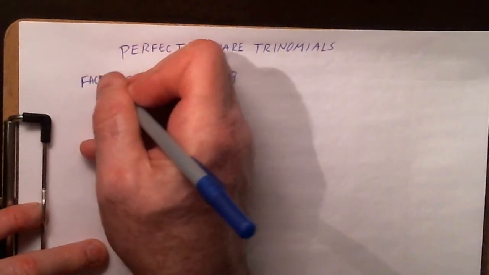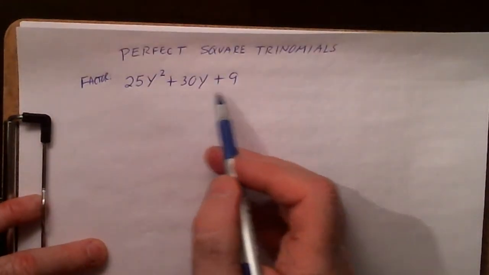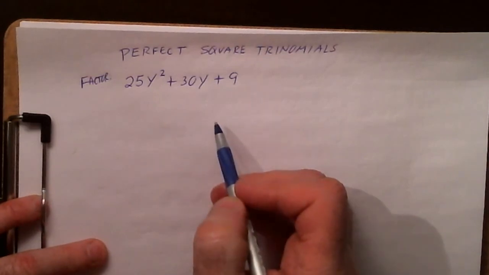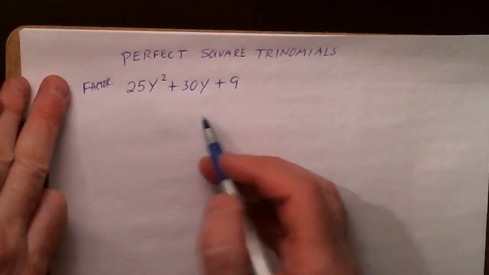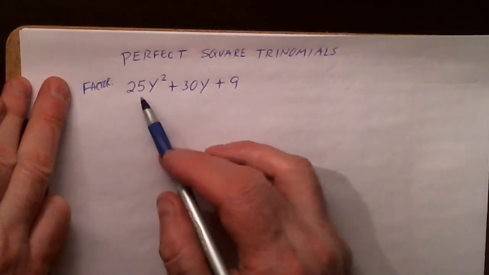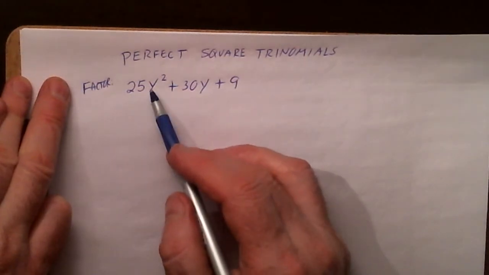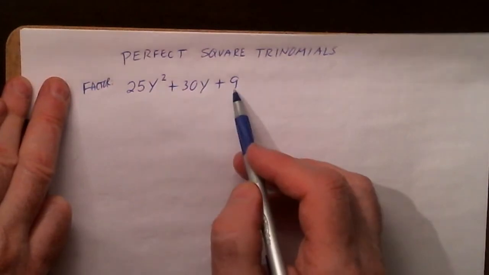For instance, suppose we're being asked to factor this trinomial: 25y squared plus 30y plus 9. Now, ladies and gentlemen, if we look at this trinomial, we can see that the first term, 25y squared, is a perfect square of the monomial term 5y. And the last term, 9, is a perfect square of 3.